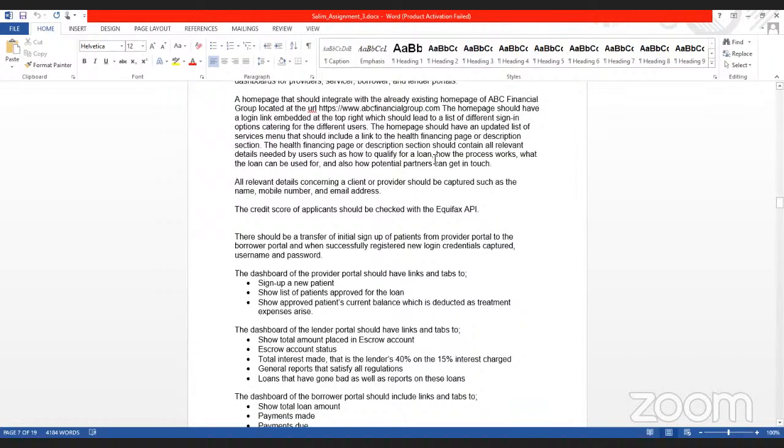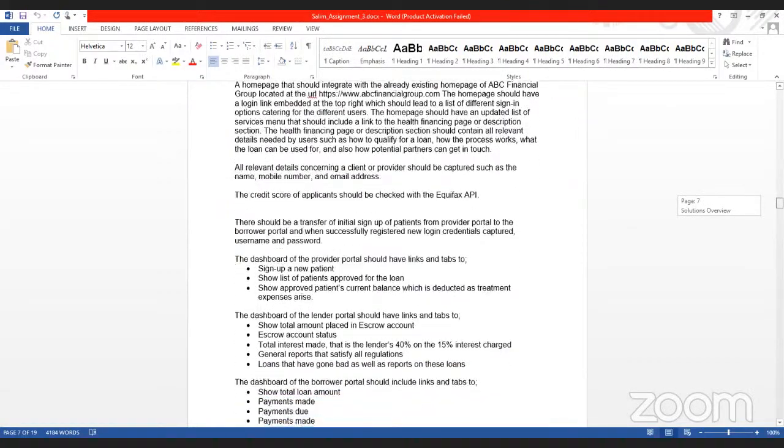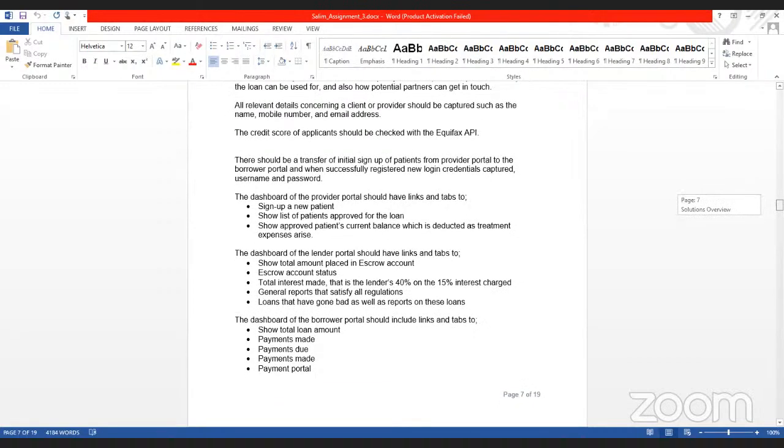Such as the lenders, the borrowers, and maybe the healthcare provider, at least they can get some information about the services on the websites. And so, yes, we'll also be checking their credit score with Equifax, and also relevant information about the client and the provider, such as the name and mobile and email addresses, should be captured.